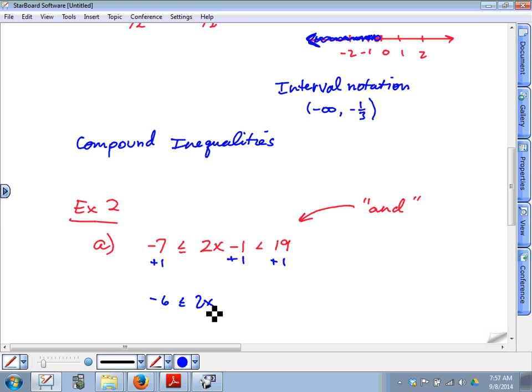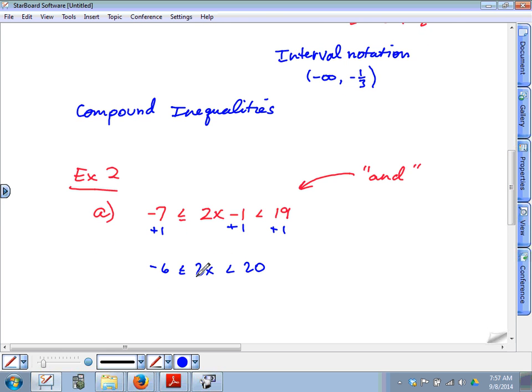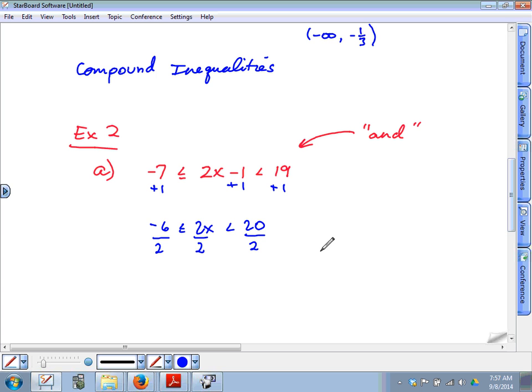-6 is less than or equal to 2x, which is less than 20. And divide by 2 and change the sign. Divide everything by 2. Now we're dividing by a positive, not a negative, so the direction of the inequality sign is actually going to stay the same. So we're going to have -3 is less than or equal to x, which is less than 10. This is why it's called the and inequality, in case you're wondering.